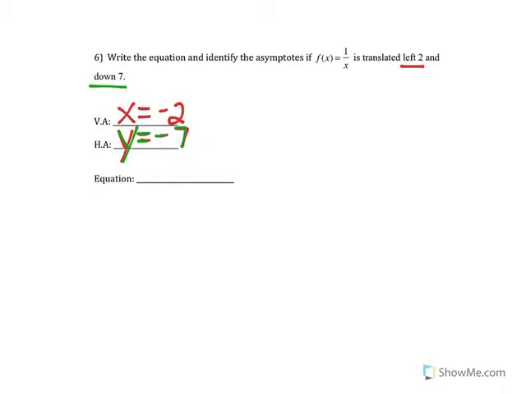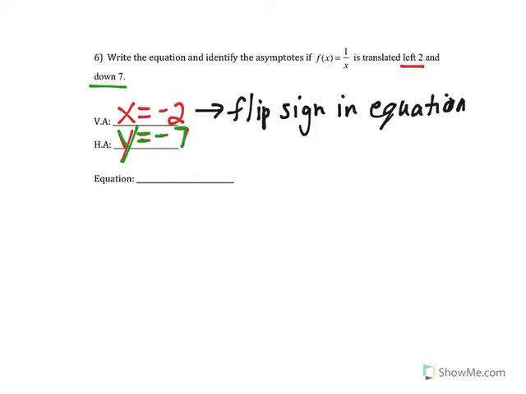Again, to write the equation, you're going to flip this sign when you write the equation. So we're going to do f of x equals 1 over x plus 2. And notice the x equals equation is the one that goes with x in the denominator.